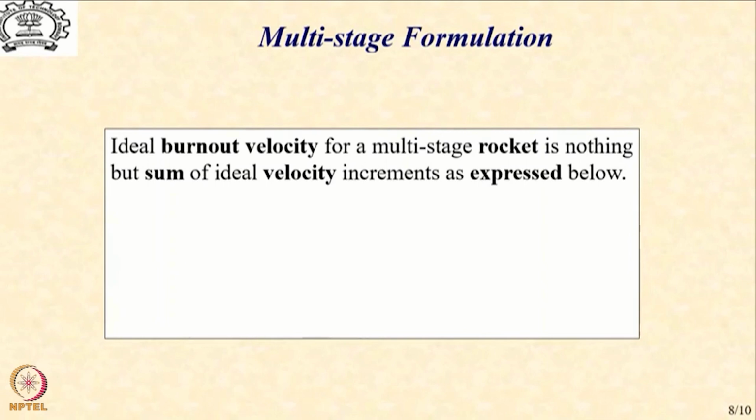for a multi-stage rocket is nothing but the sum of the velocity increments given by each of those stages. Each of those stages adds an ideal delta V, and if I add all of these, the total is nothing but the ideal burnout velocity that I will get from this multi-stage rocket. So I can express this in terms of the parameters that I have defined as follows.